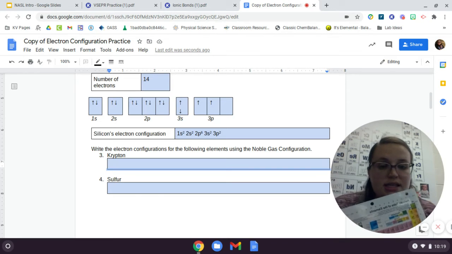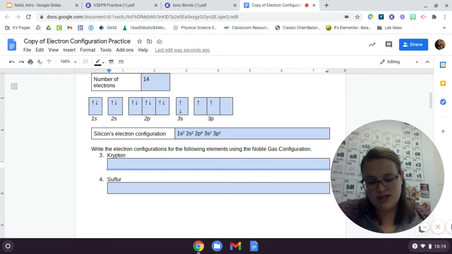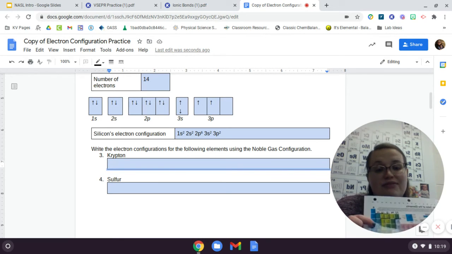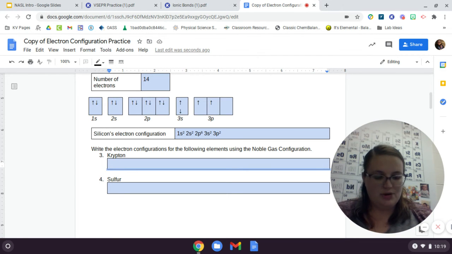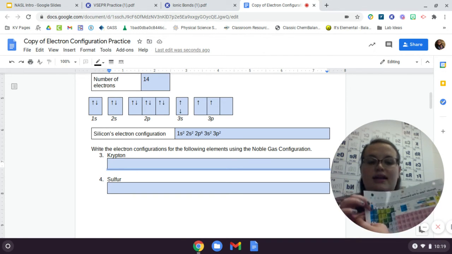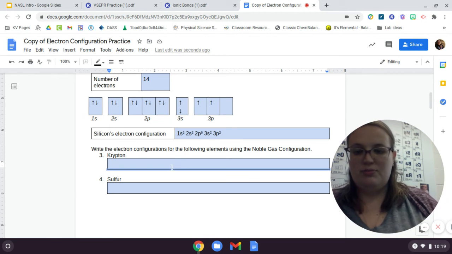Now, the exception to this is when I have an actual noble gas. When I have an actual noble gas, I can start at the electron configuration of the noble gas above that, and then I still have to finish it out. So let's do krypton. Krypton is number 36, and it's a noble gas. So I'm going to start with the row above, which is argon.